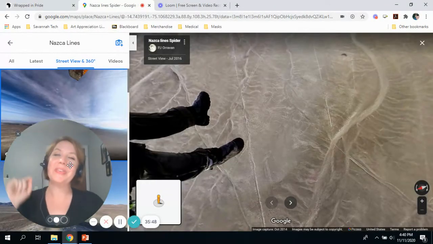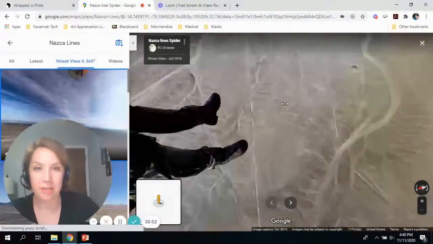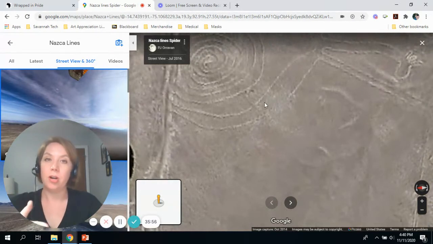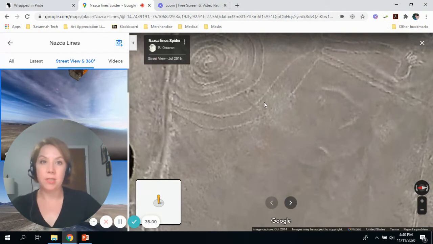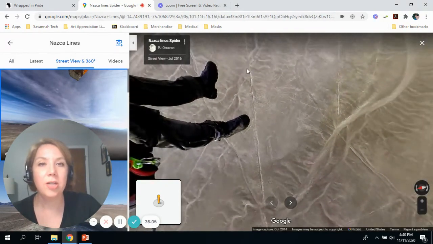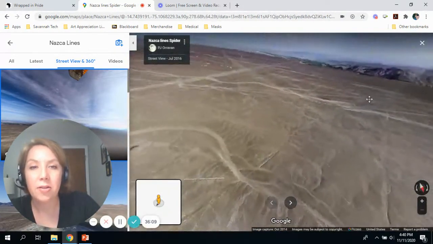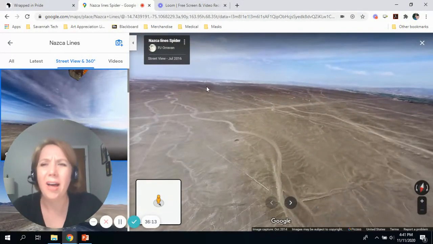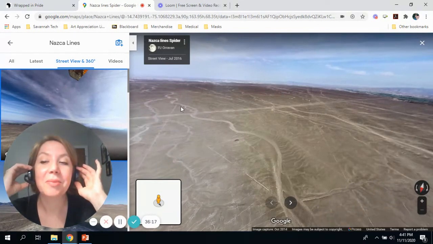All right, so this is one of the cases where how the pathways were made is no mystery. All that is done here is just clearing the dark topsoil out of the way and showcasing the lighter limestone underneath. Again, we've always known that they existed. The question is why? All over this valley, there are just hundreds of lines and dozens of these shapes. Why? So, let's look at some of the theories.